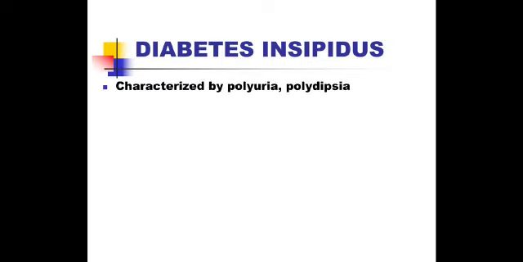Diabetes insipidus is characterized by polyuria and polydipsia, which is nothing but passage of large amounts of dilute urine and drinking large amounts of water. Dehydration may occur in severe cases leading to hypotension. Here there is decreased ADH secretion.